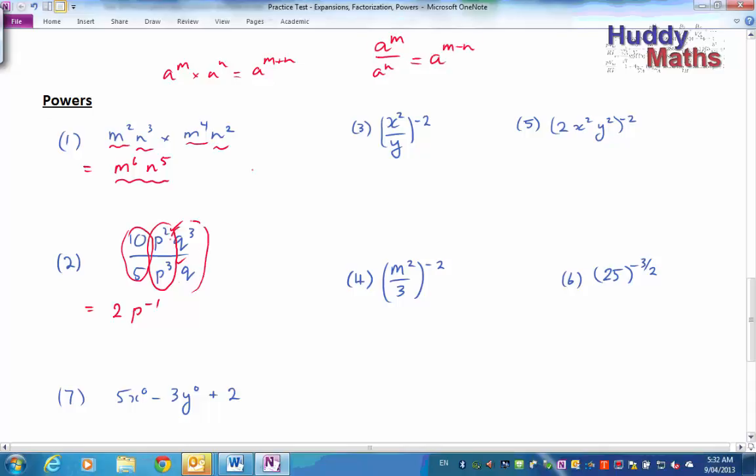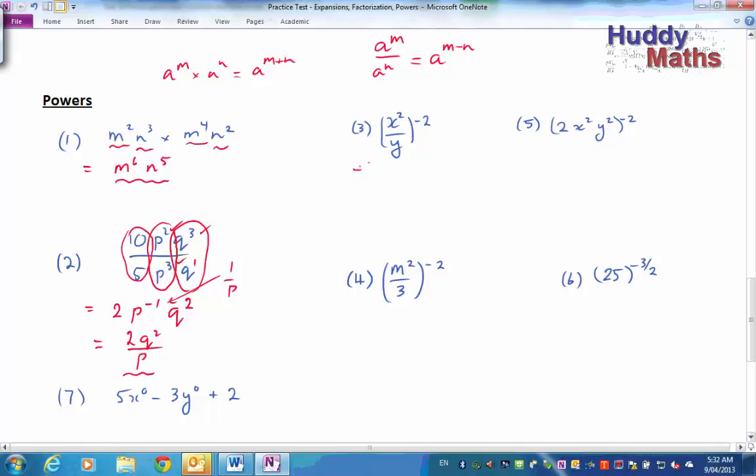Then the q's, q cubed divided by q to the 1. Now that's not written, but you've got to know that, is q to the 3 take 1 is 2. And we usually write answers with positive powers, so that's 2q squared, and a negative power means 1 over. So it's 2q squared over p is the final answer.